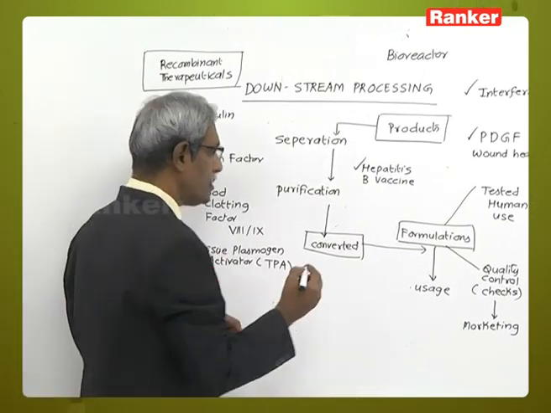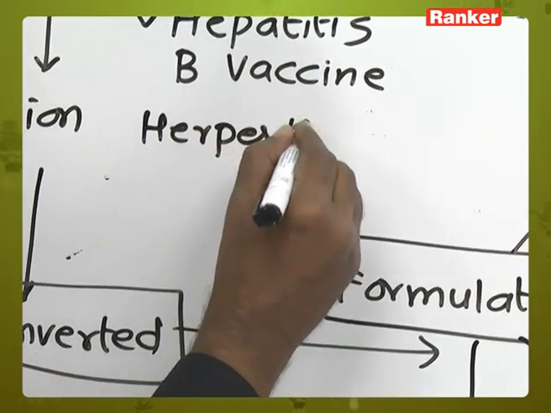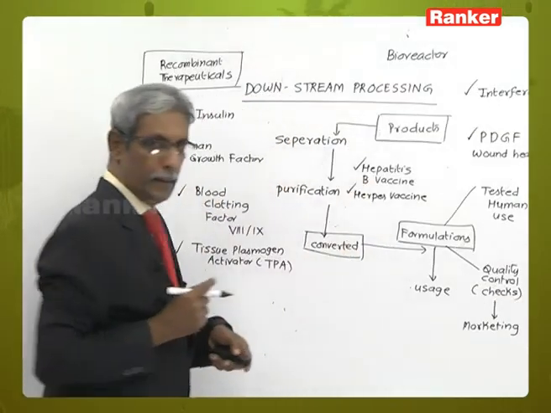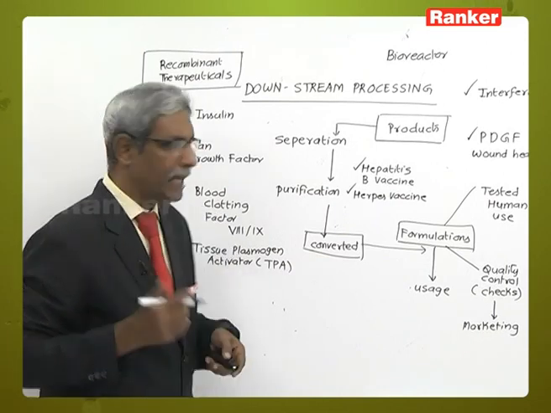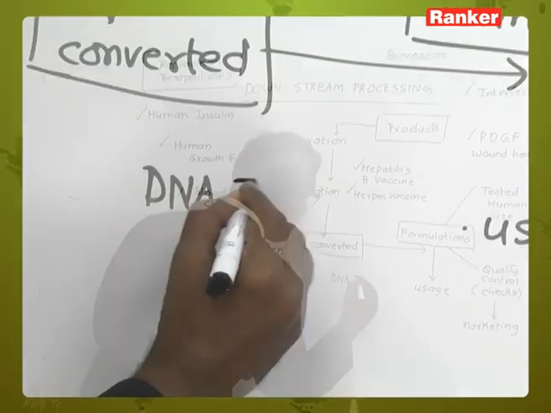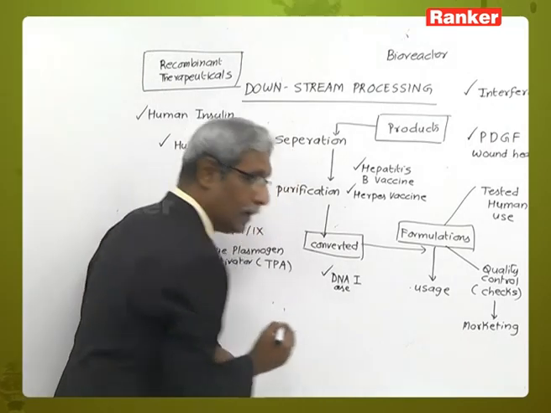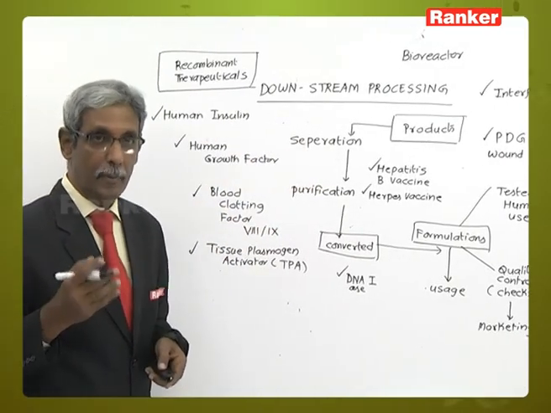And again we also have the herpes vaccine. The herpes vaccine prevents infectious viral disease, and again we also have DNase 1. DNase 1 is useful for treatment of cystic fibrosis.